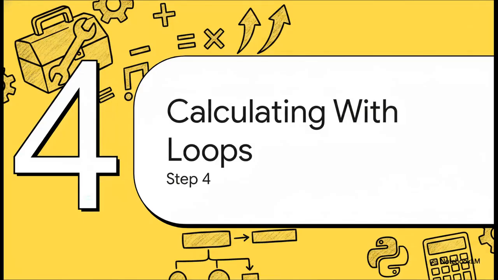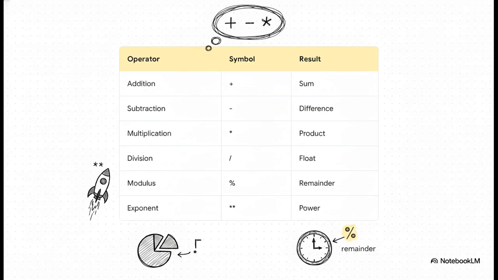Let's level up in Section 4, calculating with loops. Now, a crucial thing to understand is how Python actually handles math. Your standard addition, subtraction, and multiplication, they work exactly like you'd expect. The exponent is just a double asterisk. But look really closely at division. Even if you do a simple 4 divided by 2, Python outputs a 2.0 float, not a whole integer.